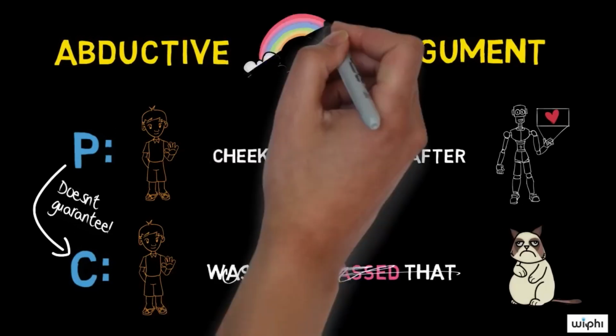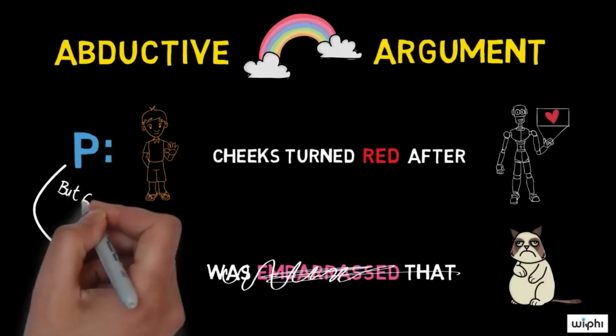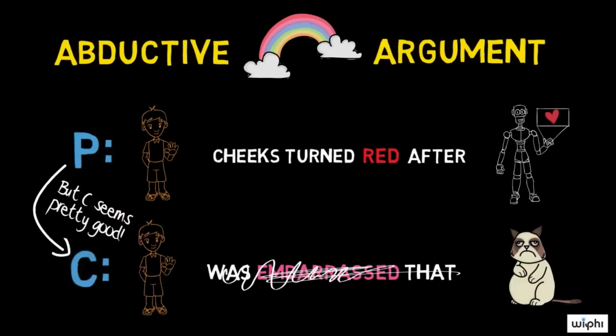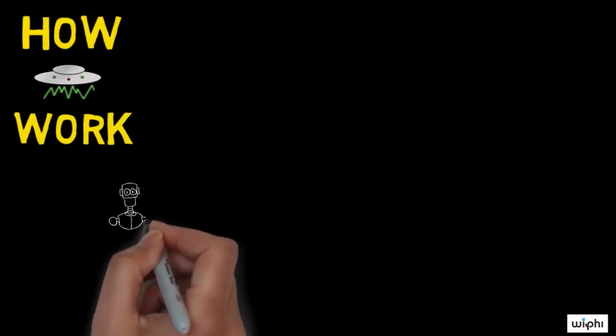If you let your imagination rip, you'll be able to think of other possible answers to the question, why did Charlie's cheeks turn red? Nonetheless, given your background knowledge, C seems like it's the best explanation for P, or at least it's a contender. If it is, then P gives you good reason to believe C. That's how abductive arguments work.